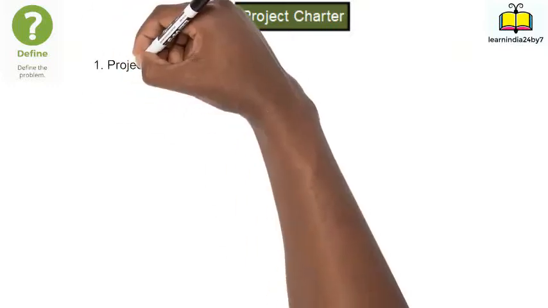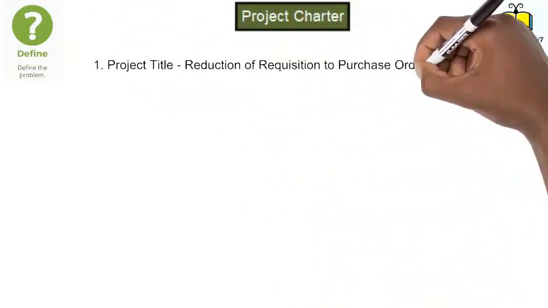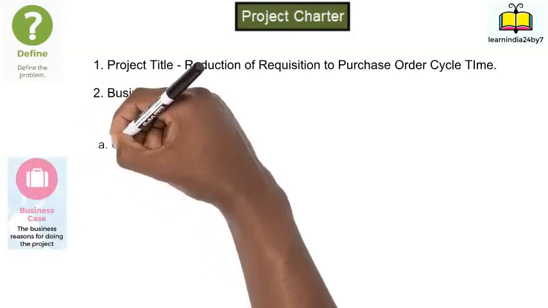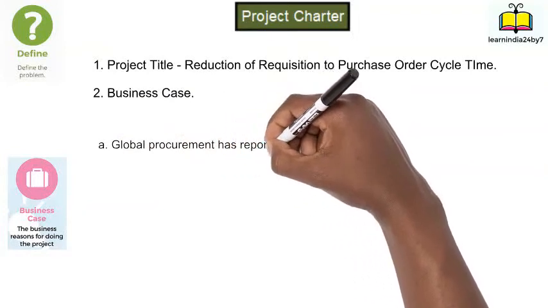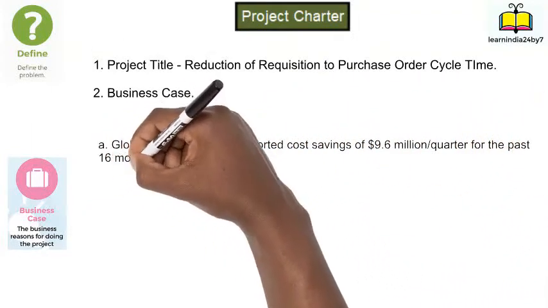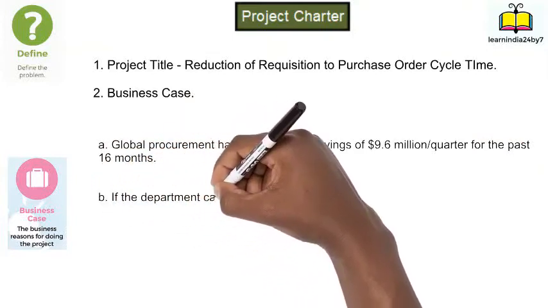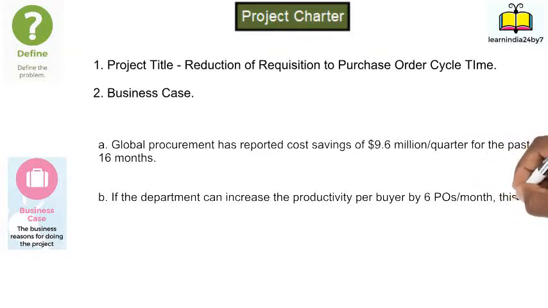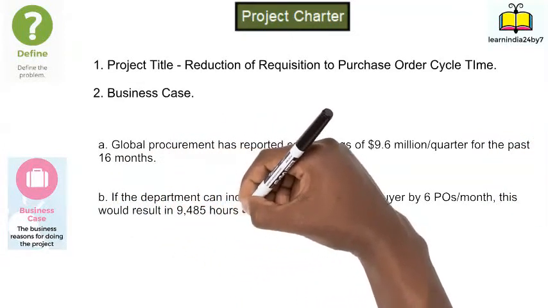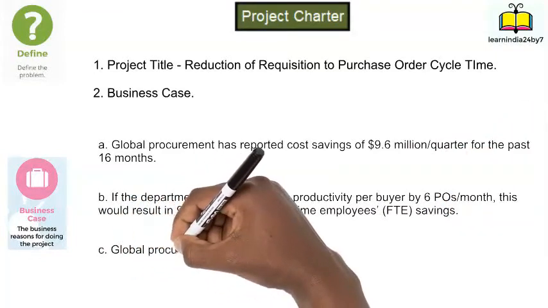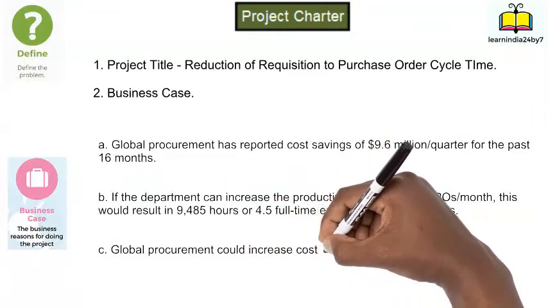Then the company's Six Sigma team moved further to create a project charter. In the project charter, the project title was defined as reduction of requisition to purchase order cycle time. So if the sourcing department can increase the productivity per buyer by 6 POs per month, this would result in 9,485 hours or 4.5 FTE savings.